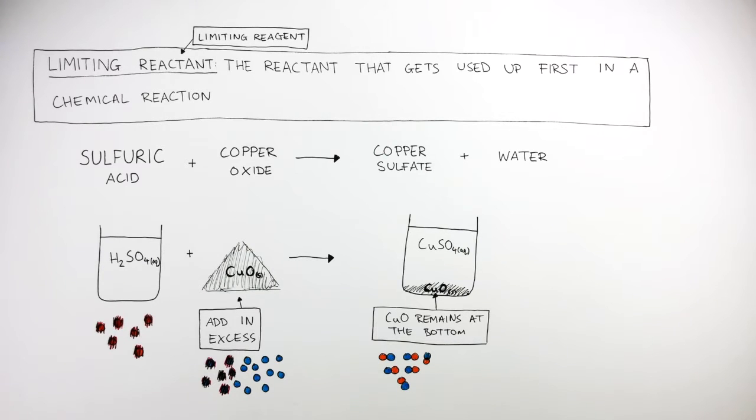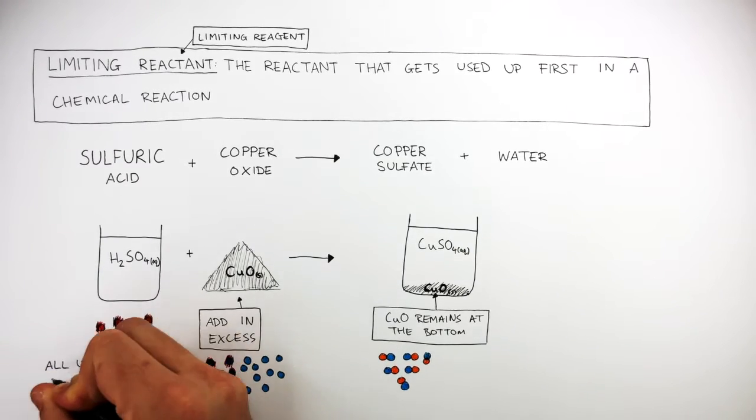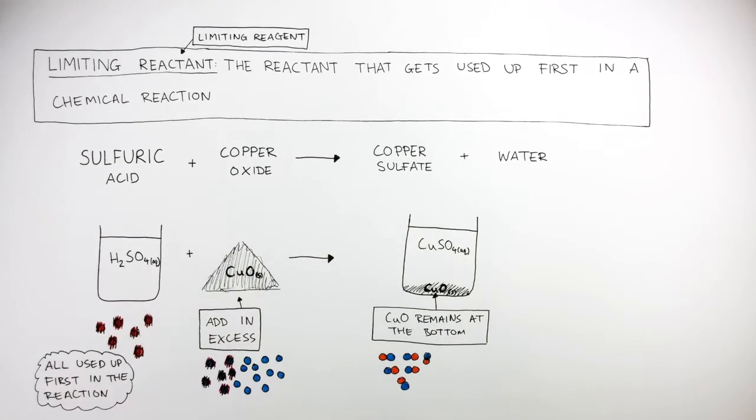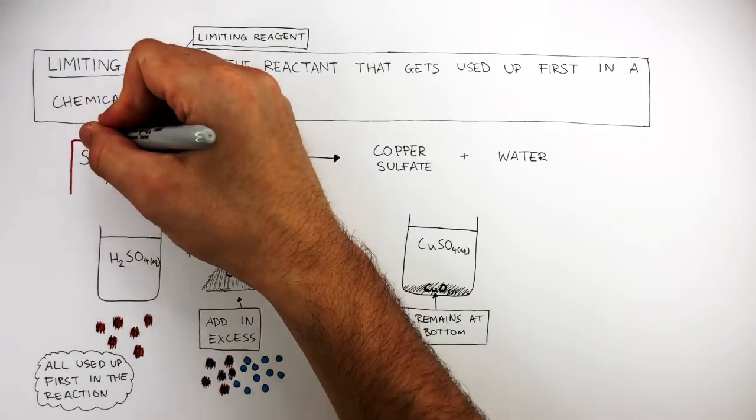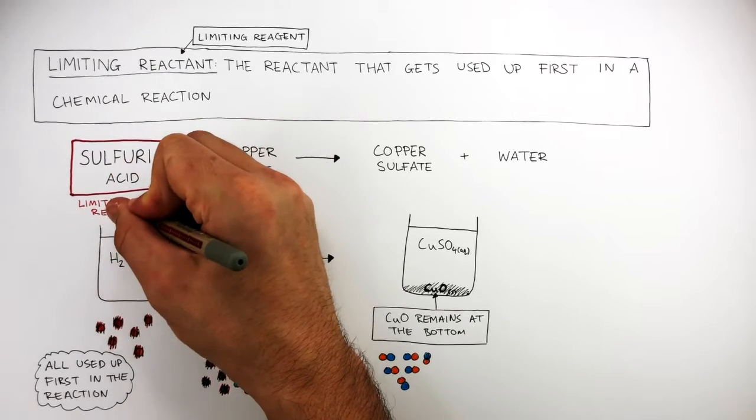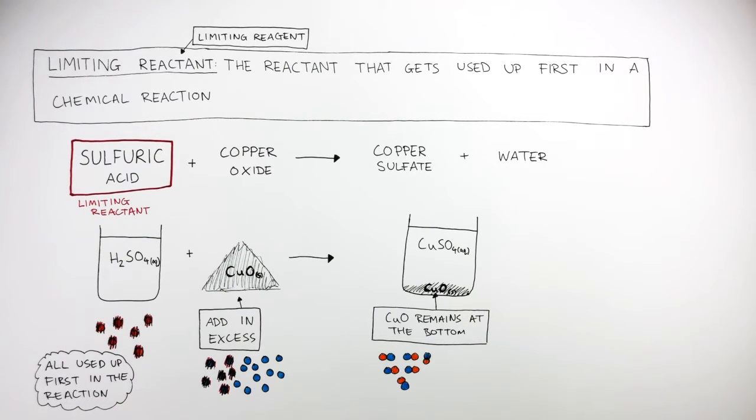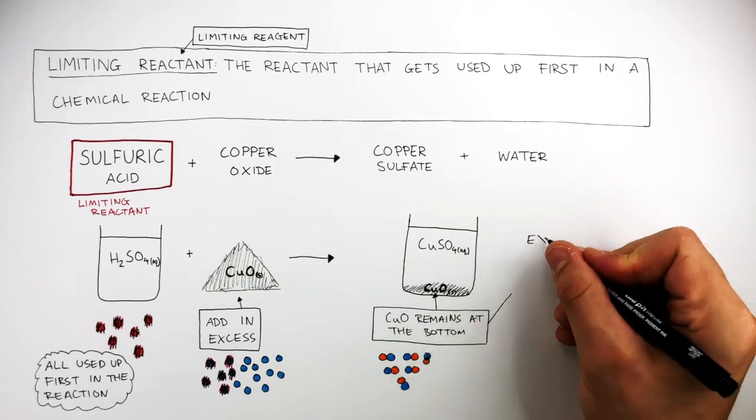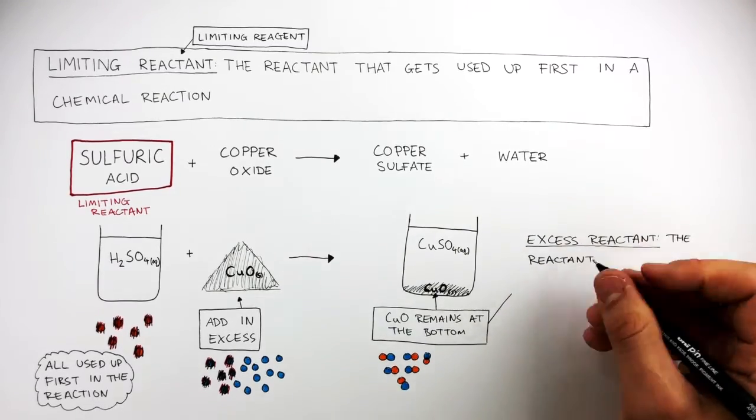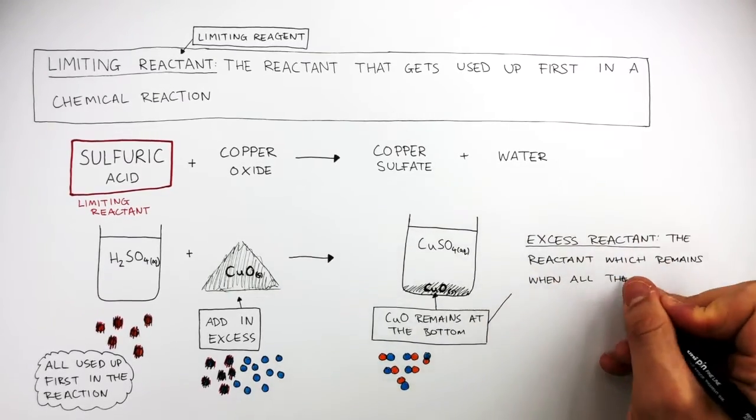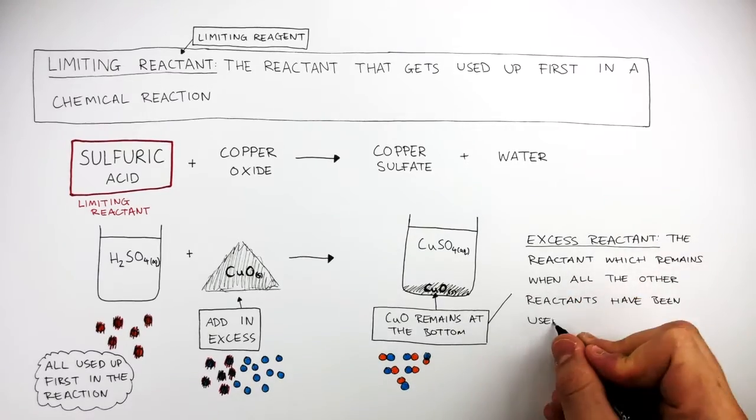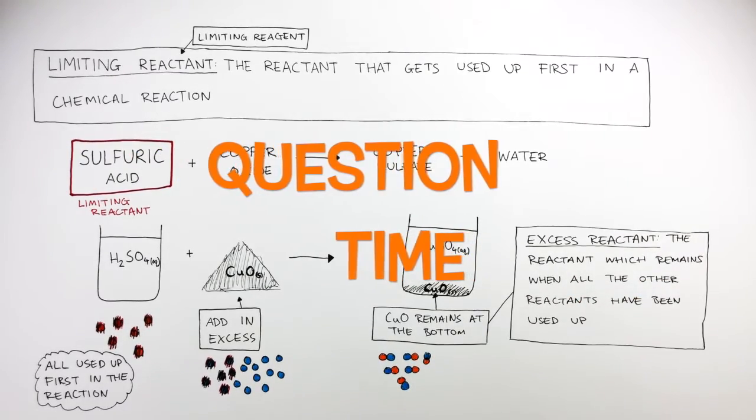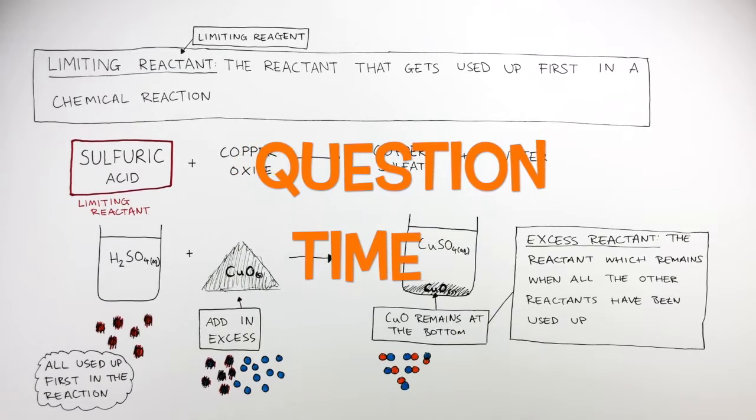Therefore, we can see the sulfuric acid is all used up first in the reaction. So based on the definition, the sulfuric acid is the limiting reactant, as the sulfuric acid is used up first in the chemical reaction. There is still copper oxide left, so this is added in excess. And the definition of an excess reactant is the reactant which remains when all the other reactants have been used up. It's question time. Attempt these questions to check your understanding.